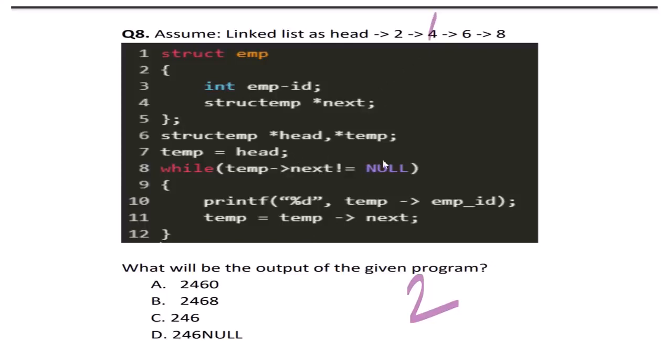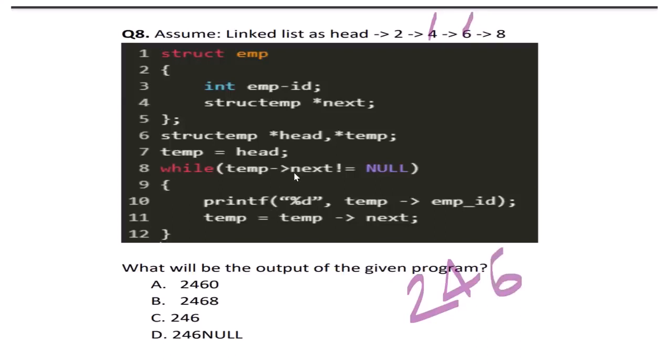Is next of 4 null? No, next of 4 is not null, it is 6. So 4 will be printed. Then temp will point to the next node, which means temp is now 6. Now is next of 6 equal to null? No, next of 6 is 8, not null. So 6 will be printed. Now temp will point to 8.